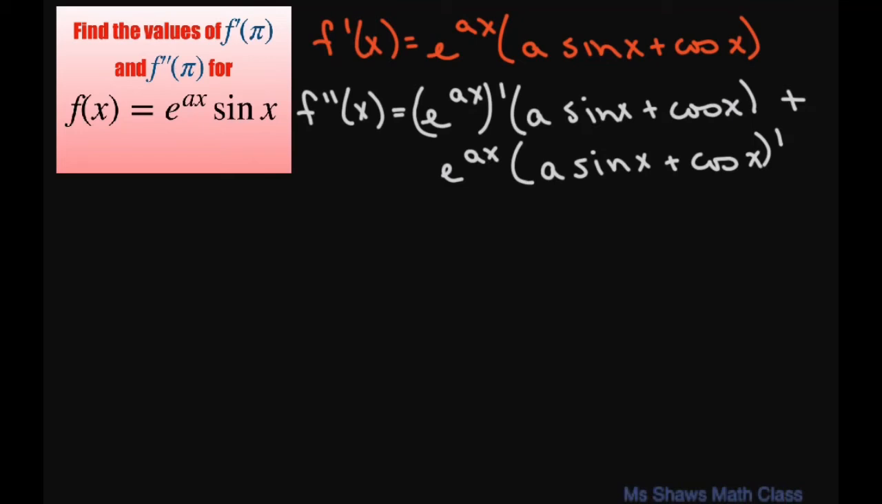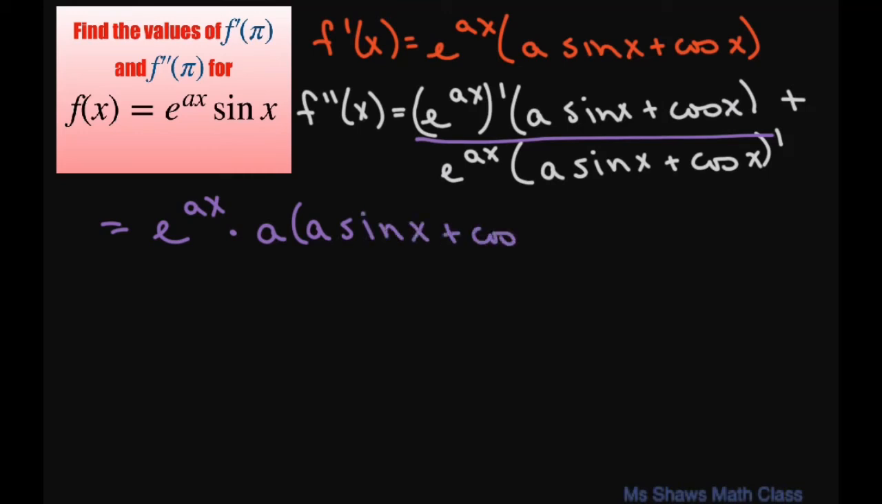So let's take care of this part here. This is going to equal e to the power of ax, and then you have to multiply this by a like we did before. And then we still just have the a sine of x plus cosine of x. All right, and then we have plus e to the power of ax. Now we have to differentiate this. The derivative of a sine of x is a cosine of x, and the derivative of a cosine of x is negative sine of x. All right, now let's simplify that.